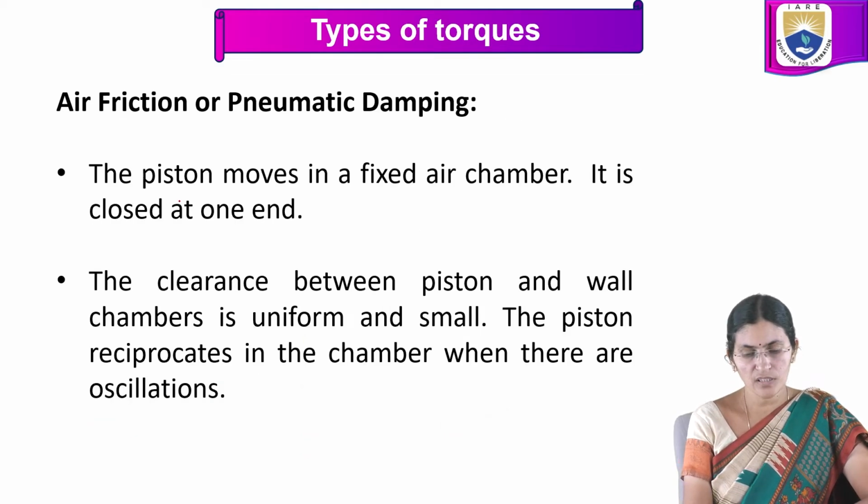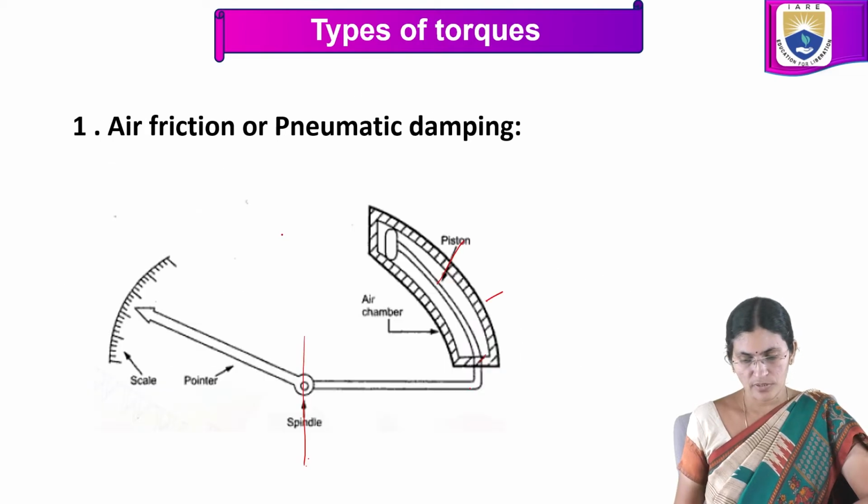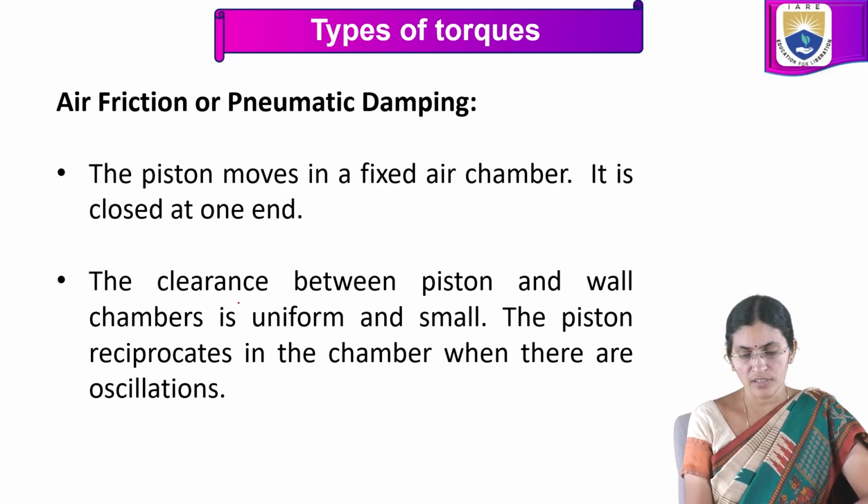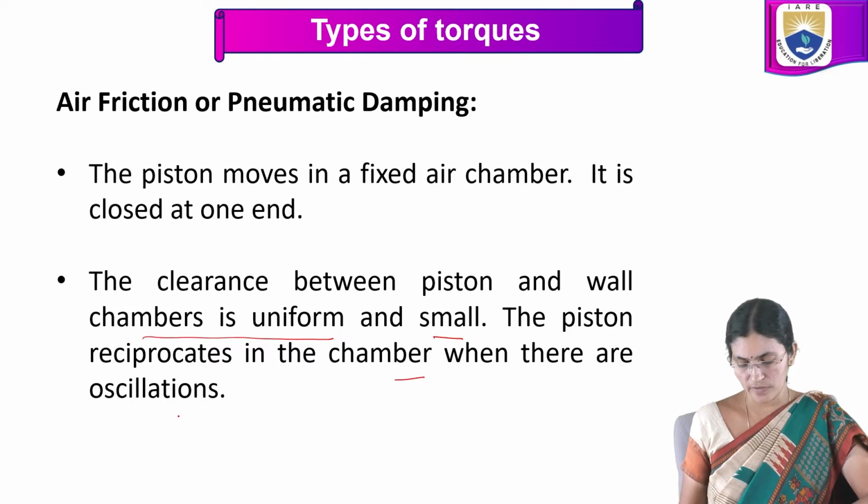The piston moves in a fixed air chamber. It is closed at one end, as you can see here, and at the other end the piston can move in and out of the air chamber. The clearance between the piston and the chamber wall is uniform and small. The piston will reciprocate in the chamber when there are oscillations.